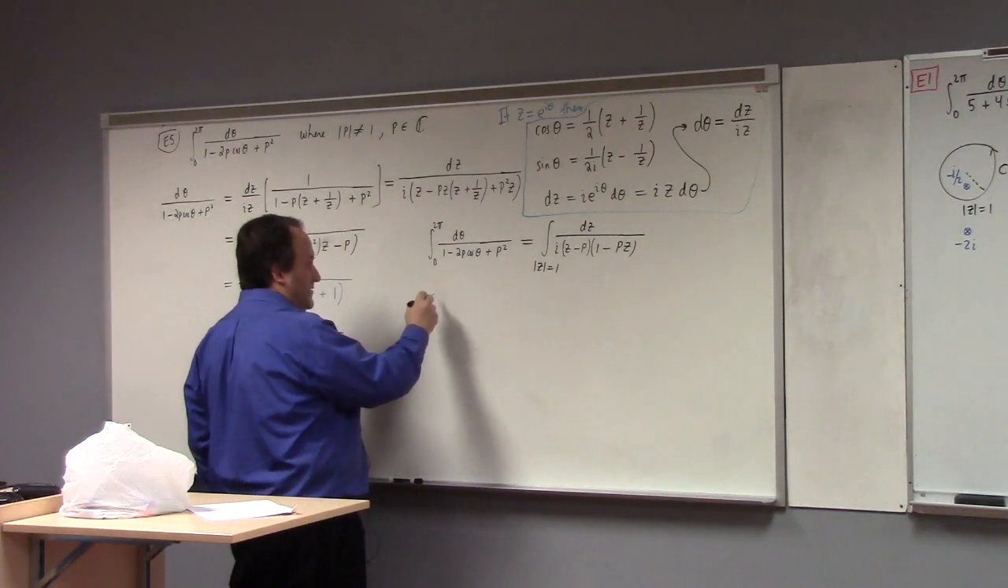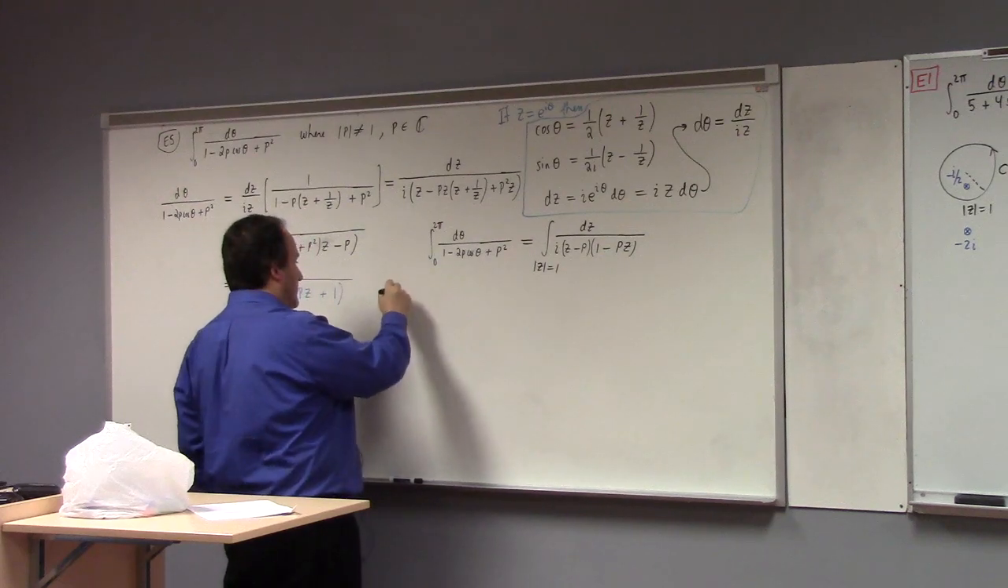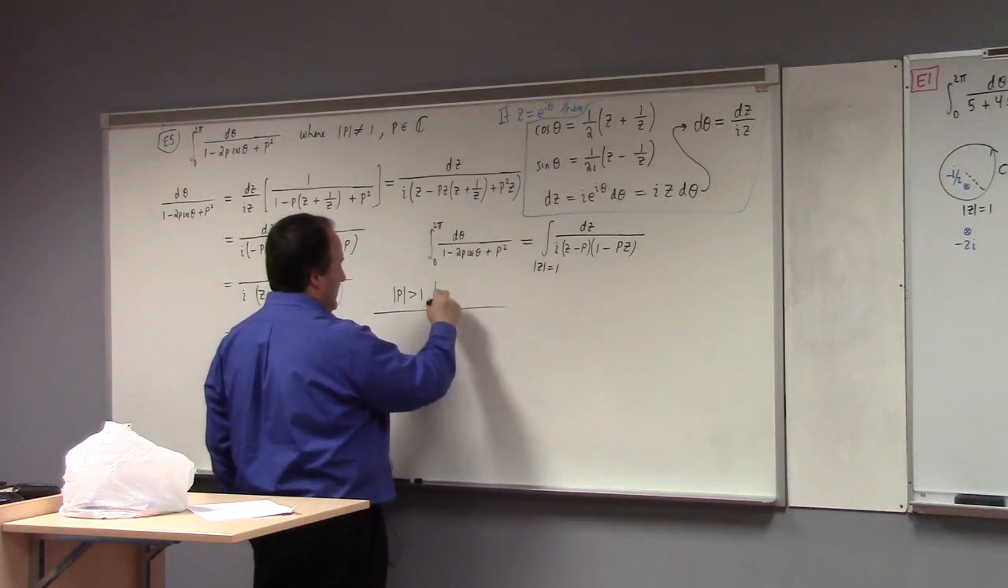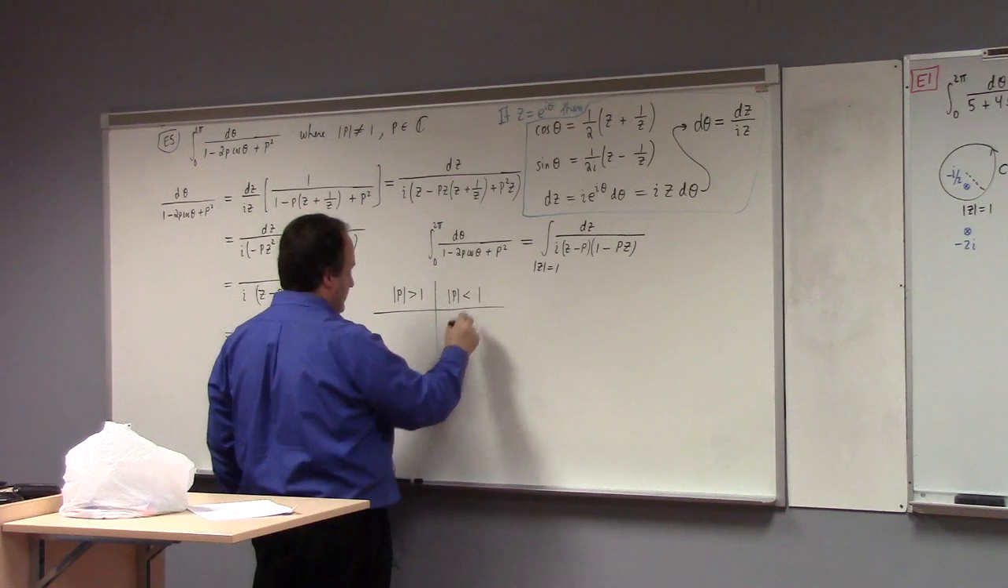Okay, anyway, let's draw a picture. And I guess there are two pictures, aren't there? So we can either have modulus of p greater than 1, or we can have modulus of p less than 1.